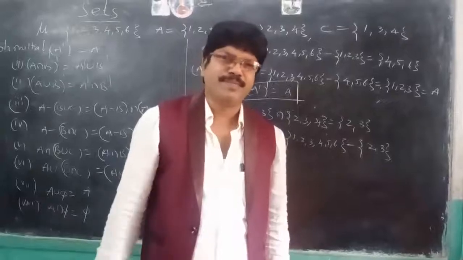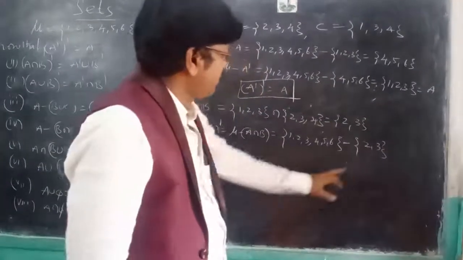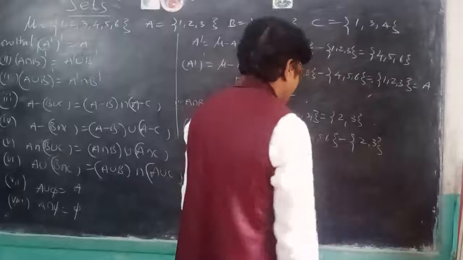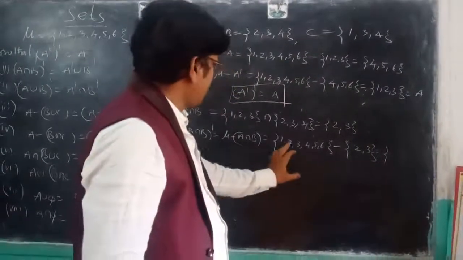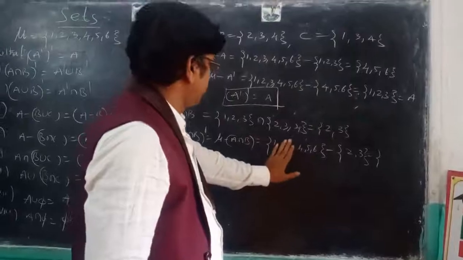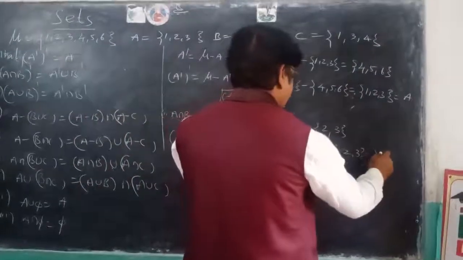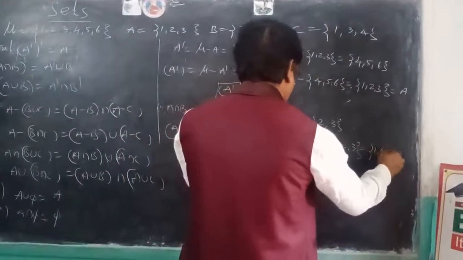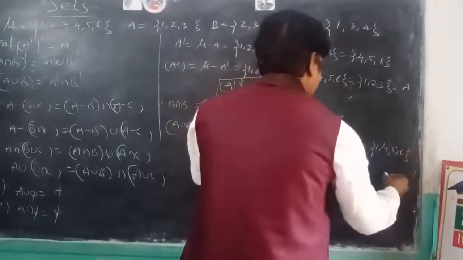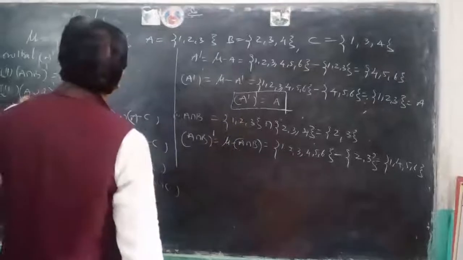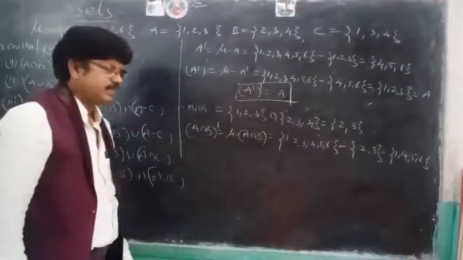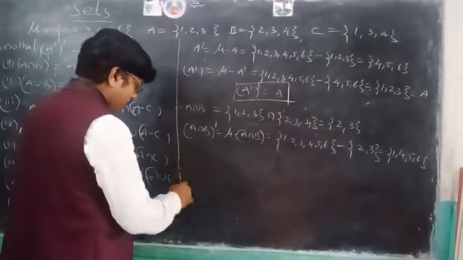That's my opinion. Okay. 2, 3. Difference 2, 3. Remove 2, 3 and remaining 1, 4, 5, 6. This is A intersection B whole dash. Now A dash union B dash. That's an identity, De Morgan law.